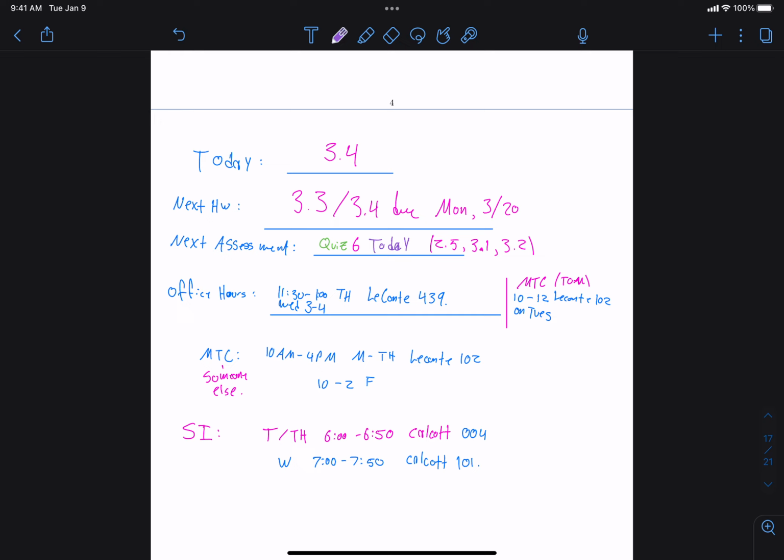So good afternoon, everyone. Welcome back to Math 122. Today we're going to finish Chapter 3, actually. So we're going to learn the last two rules for derivatives. And then Chapter 4 is going to be all about using derivatives to do all kinds of different things.